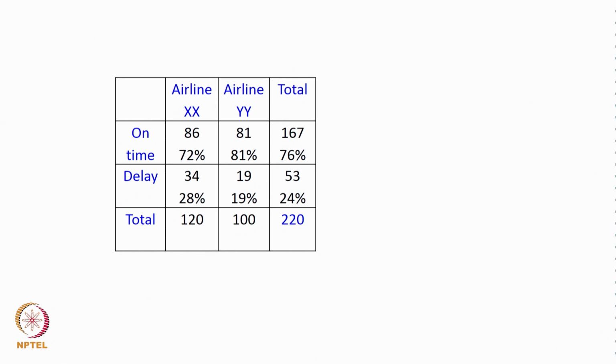So, for this kind of data we would be interested in finding out if there is an association between on time arrival and delay with the different airlines under consideration. So, we look at data of about 220 flights and we can make a table like this. Now, how do we actually compute the measure? Is there a measure that we can use and come to a conclusion that there is association? We will see those things in the next lecture.